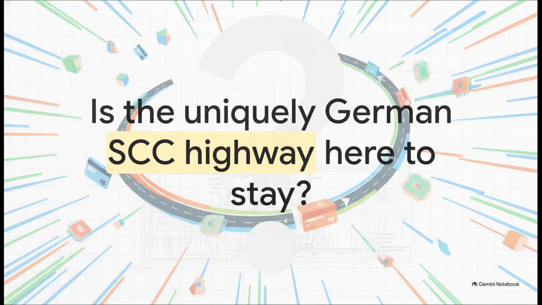Which leaves us with this final thought. We've seen how a historical gap created this incredibly unique piece of back-end infrastructure that processes billions of payments right under our noses. But looking forward, will Europe ever actually manage to unify its card schemes into one cohesive rulebook? Or is this clever, uniquely German SCC highway here to stay for good? Definitely something to chew on as you design your next payment architecture.